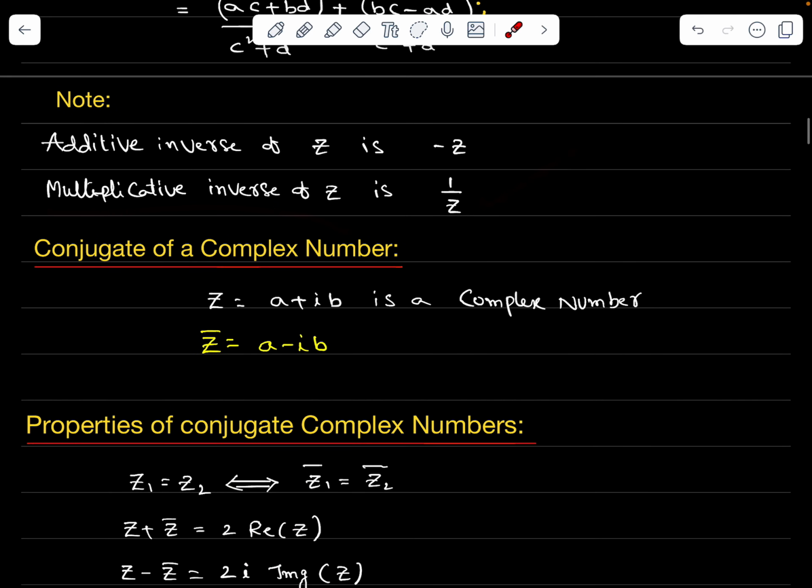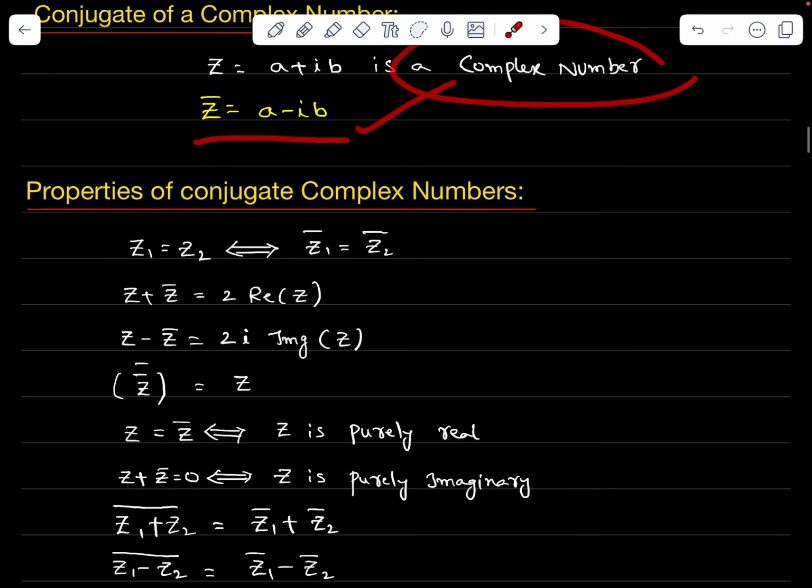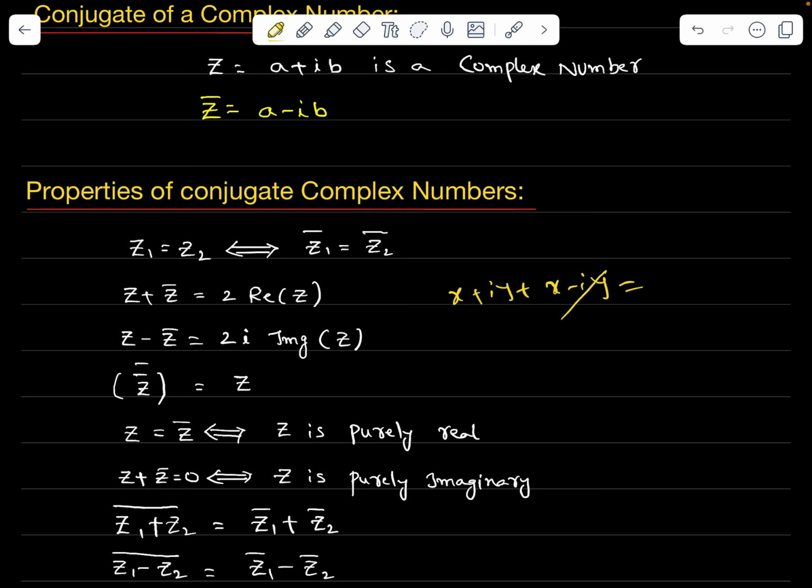Conjugate of a complex number. z is equal to a plus ib is a complex number, then z bar is equal to a minus ib. Properties of conjugate of complex numbers. z1 equal to z2 implies z1 bar equal to z2 bar. z plus z bar is equal to 2 real of z. You can write here, that is equal to x plus iy plus x minus iy, therefore that is equal to 2x. Therefore, you can write 2 into real of z. Next, z minus z bar is equal to 2i imaginary of z.